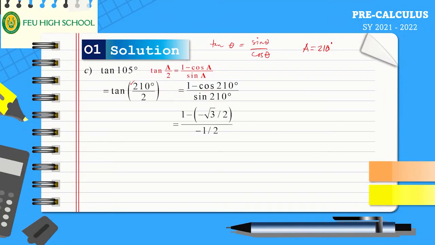Then, check lang natin yung unit circle natin, yung copy natin from our previous module. Cosine of 210 degrees is negative square root of 3 over 2. At saka yung sine naman ng 210 degrees natin is negative 1/2.